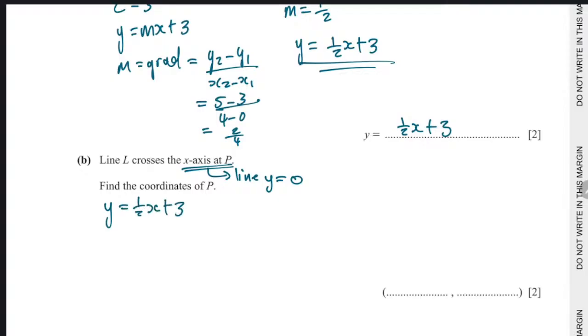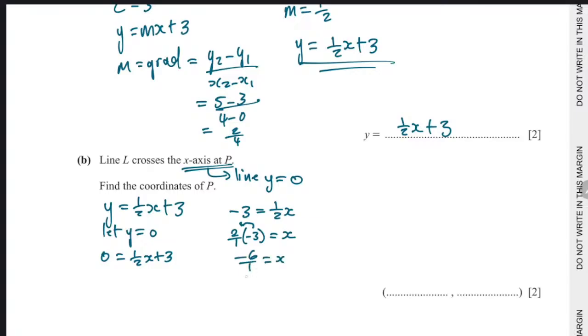Then what you do, you say let y equal to 0, because we want the x-axis, which is when y is 0. So it's 0 is equal to half x plus 3. Then you take 3 to the other side. It would be negative 3 is equal to half x. Then you take this half to the other side. It becomes 2 over 1 multiplying negative 3 is equal to x. You say negative 3 multiplies 2. You get negative 6 over 1 is equal to x. Negative 6 over 1 is just negative 6, which is equal to x. Okay?